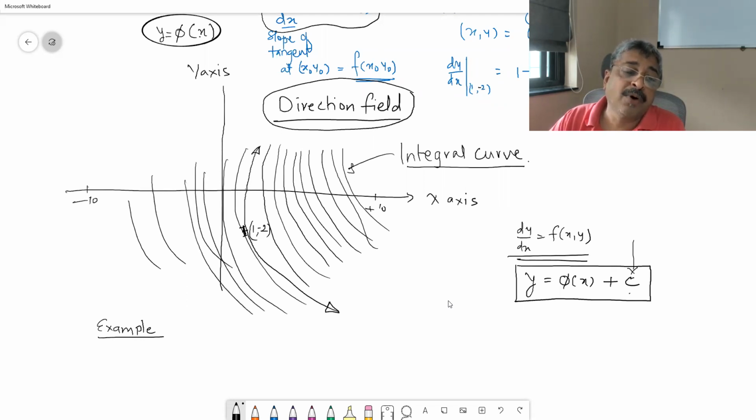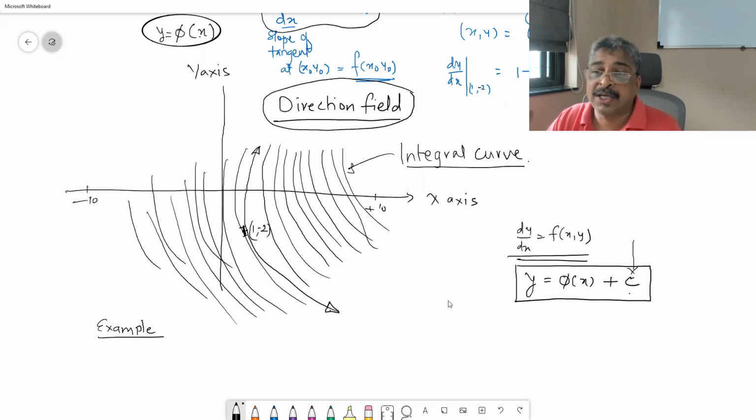Which c are you talking about? The moment you specify which c, your integral curve is fixed. That is going to be the unique solution for the given condition and the given differential equation. Is it clear, Arshita? Yes, sir.